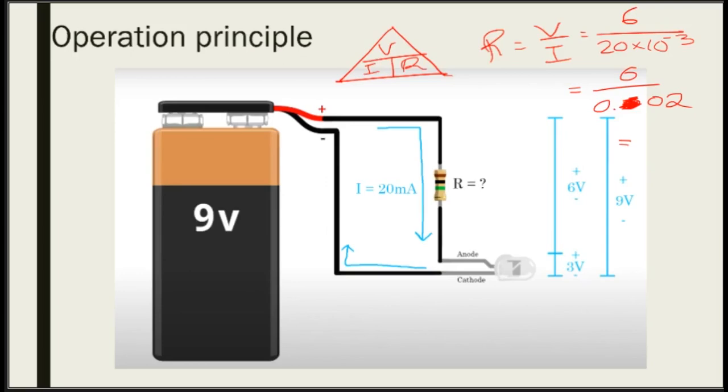Easy. What's 6 divided by 2? 3. But this is 0.02. So it's a what? It's 100 times bigger. So what is it? 300 in what unit? Ohm. This is how you do ohm. That's it. Done.